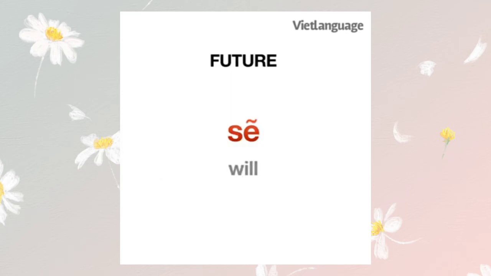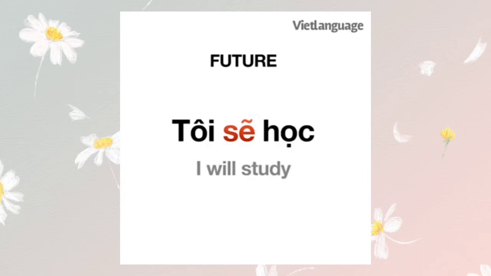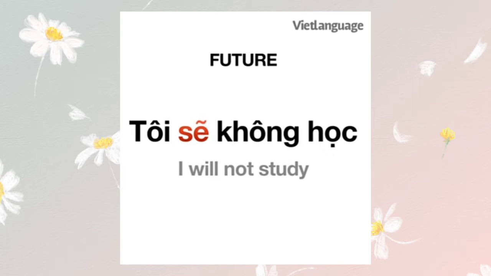In the future tense, we have sẽ, that means will. Sẽ. I will study. Tôi sẽ học. The negative expression of this is I will not study. Tôi sẽ không học.